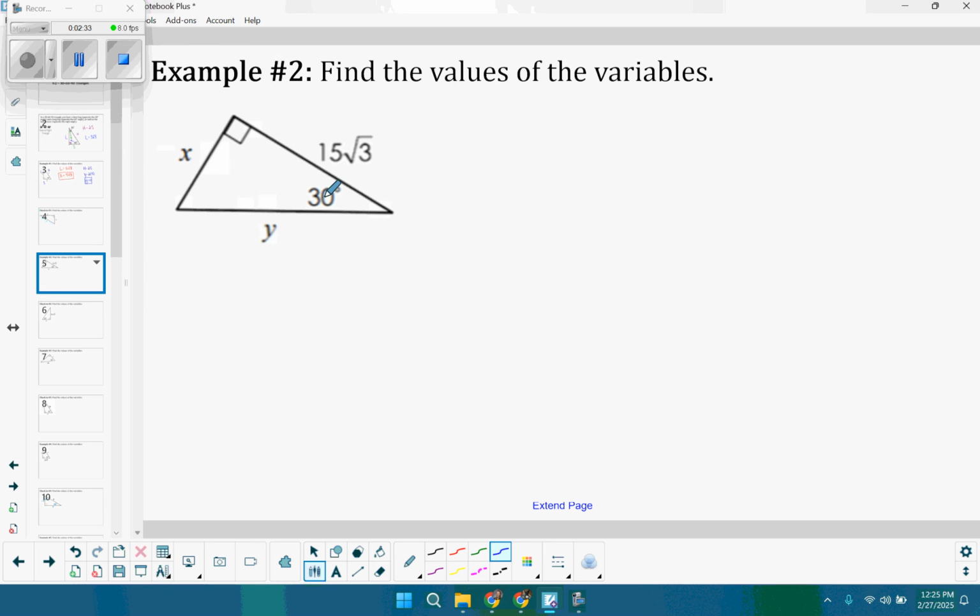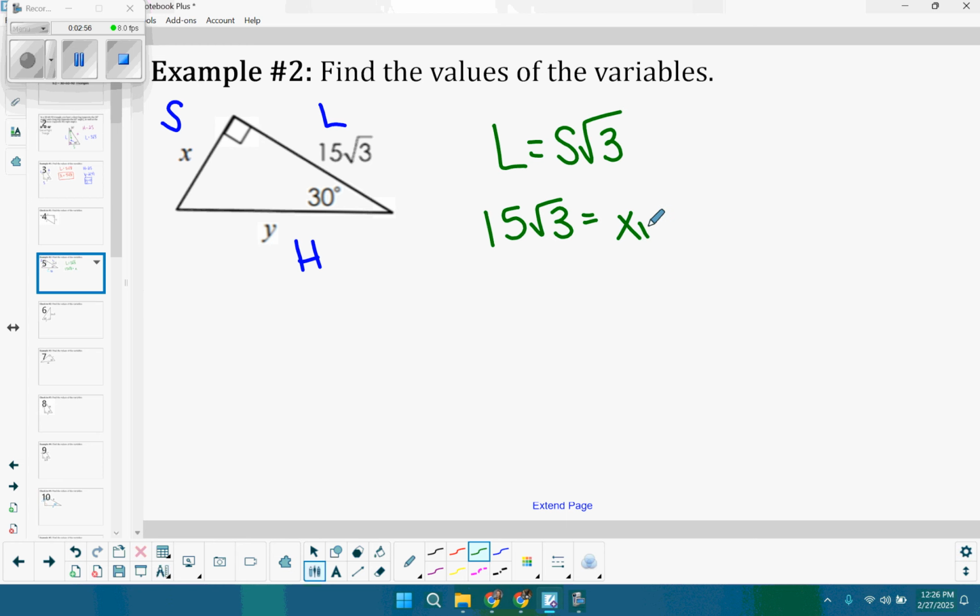Here's our 30-degree angle in example 2. So across from that is the short leg. That would be 60. So across from that's the long leg. And across from the right angle is the hypotenuse. This time we are given L. So we have to start with the formula that has an L in it. So it's going to be L equals S root 3. I'm going to substitute 15 root 3 in for L. I'm going to substitute X in for S.